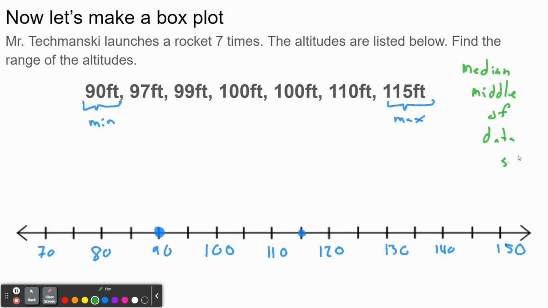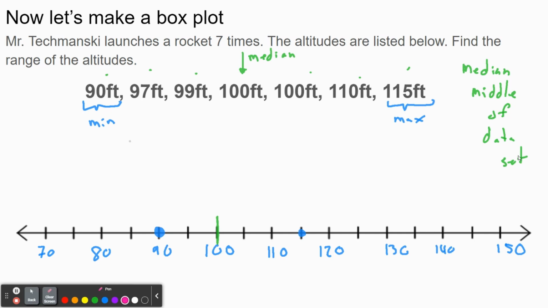So in this case, we would count 1, 2, 3, and this then would be our median. When we have the median, we are just going to draw a line where that should be. Next, we're going to find two new things that we haven't talked about.